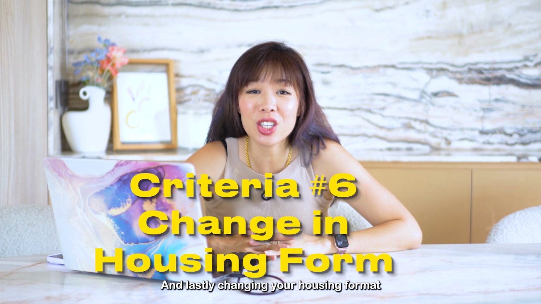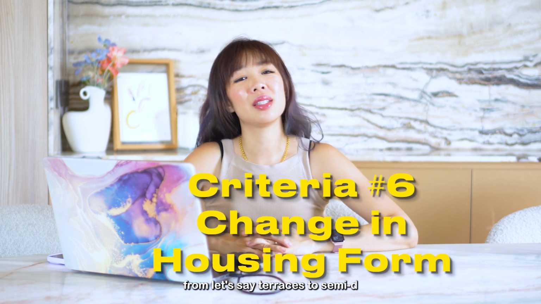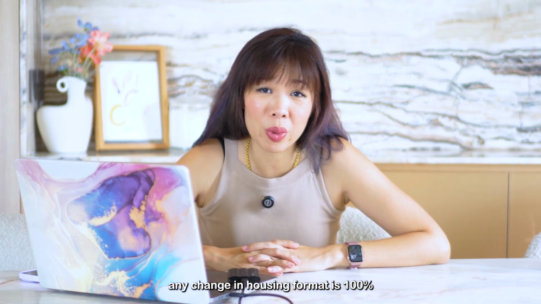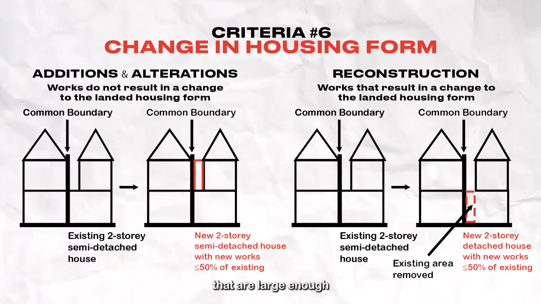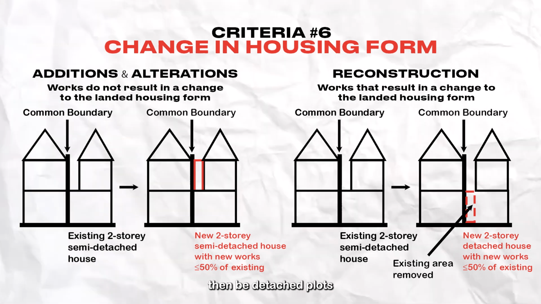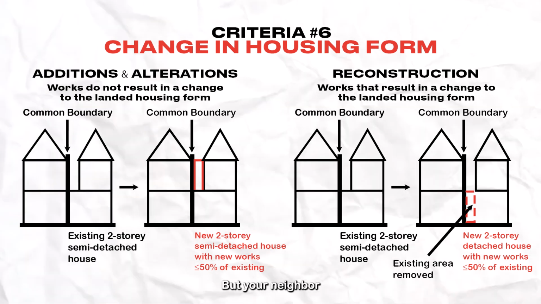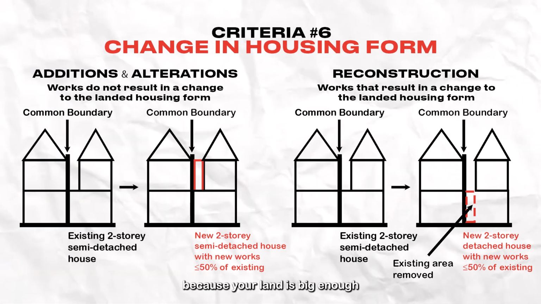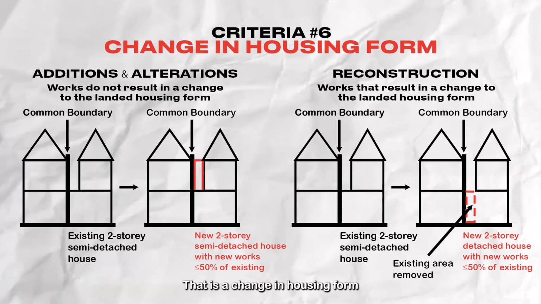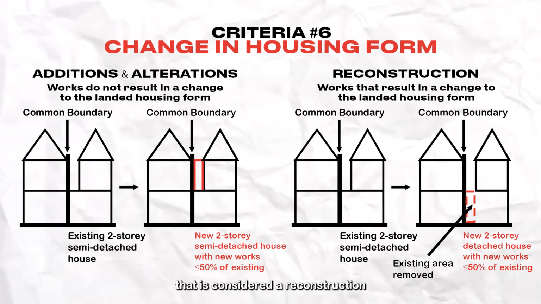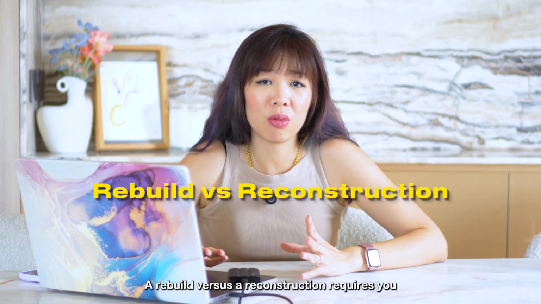And lastly, changing your housing format. If you are changing from, let's say, terraces to semi-D or semi-D to a detached, any change in housing format is 100% reconstruction. You cannot count it as just a pure A&A project. In the URA guidelines, if you had 2 semi-D plots that are large enough by URA guidelines to then be detached plots, it means that they can detach from each other. So your neighbor might not be detaching yet, but you want to detach because your land is big enough. Changing the housing form from a semi-detached to a detached, that is a change in housing form, and definitely that is considered a reconstruction.